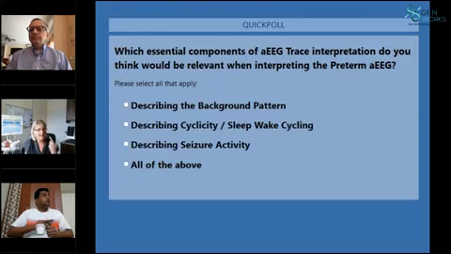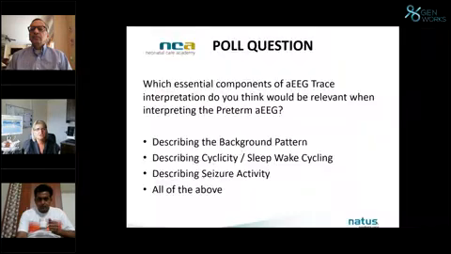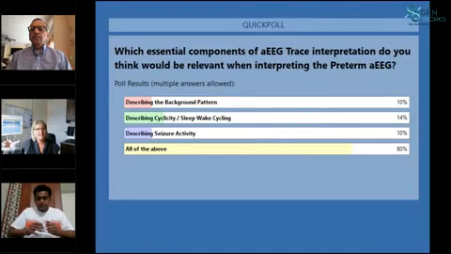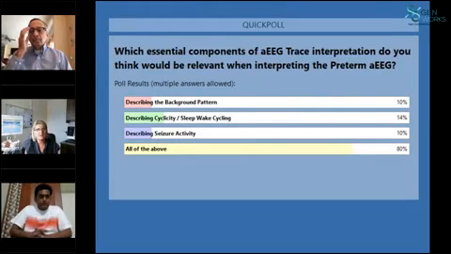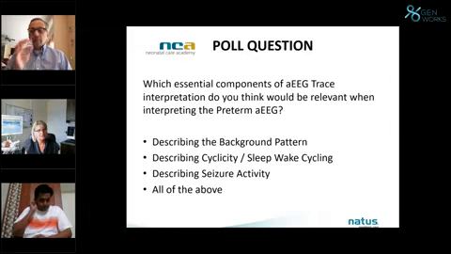Is it to describe the background pattern? Is it to describe the cyclicity and sleep-wake cycling? Is it to describe seizure activity? Or is it all of those things that we should think about in the preterm AEEG? For the sake of time, a lot of people have voted. I'm going to close that poll. I'll share those results with you. And 80% of you said all of the above, and that would for me be the correct result, and I'll explain why as we move through.